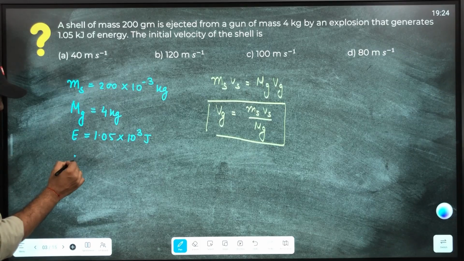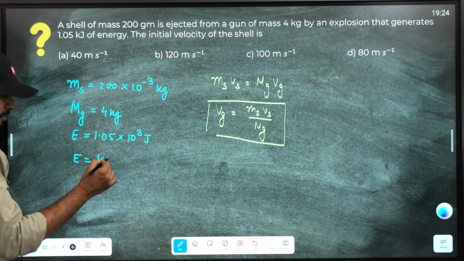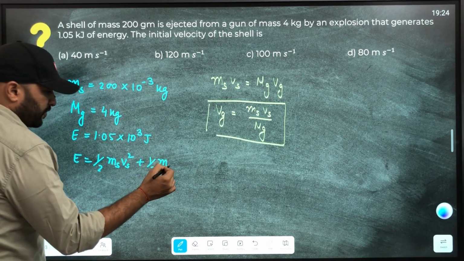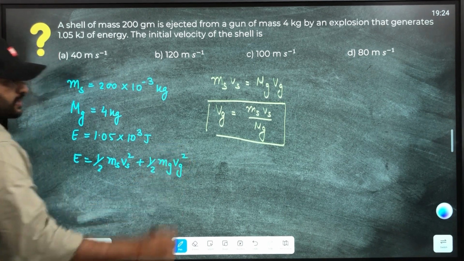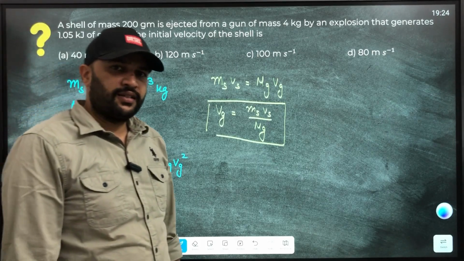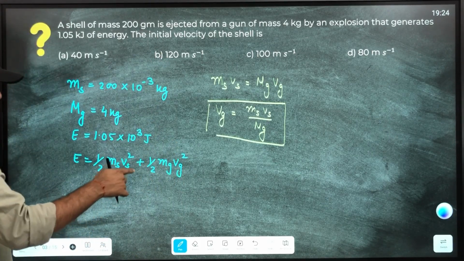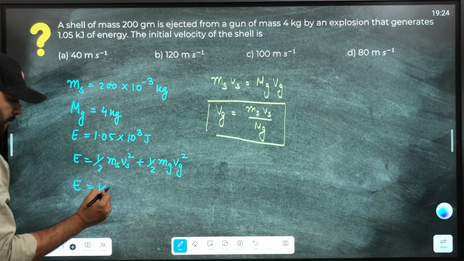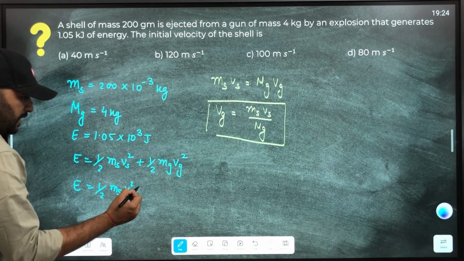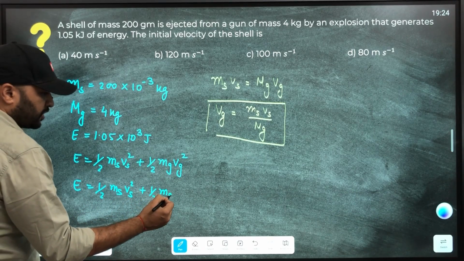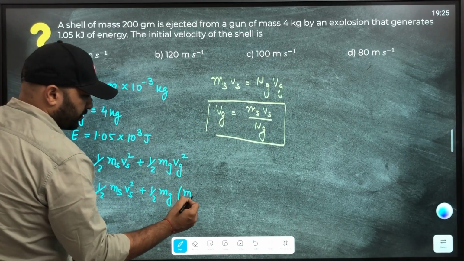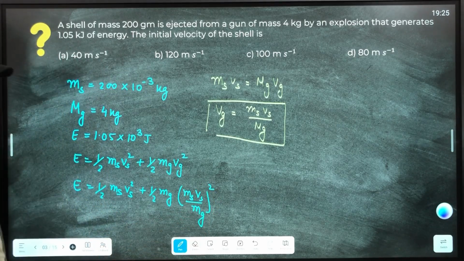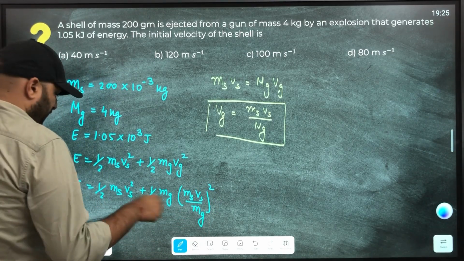So total energy here will be equal to half mass of the shell, velocity of the shell square, plus half mg vg square. I hope this is clear. Yes, this is the total kinetic energy. Now we will substitute the value of vg here. So E will be equal to half ms vs square plus half mg, and what's our vg? vg is ms vs upon mg whole square. Clear?